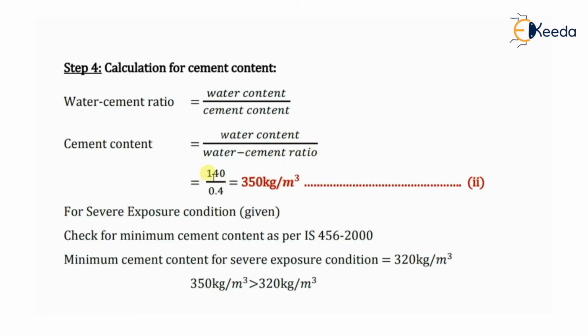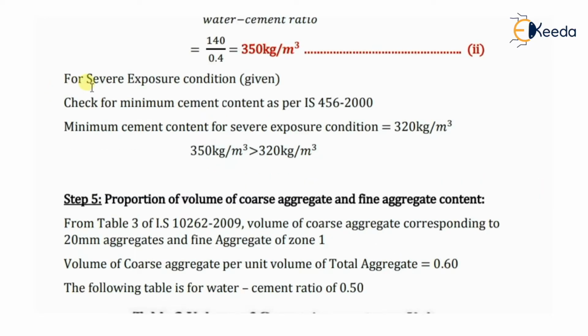Water content we have calculated in the previous step, that is 140 liters, and water cement ratio we have decided to take as 0.40. In step number 2 we decided that water cement ratio will be 0.40. So I can calculate the cement content. Cement content will be 140 divided by 0.4, which comes as 350 kg per meter cube. But the exposure condition is severe, which is given in the statement. So minimum cement content as per IS 456-2000, let's check it.